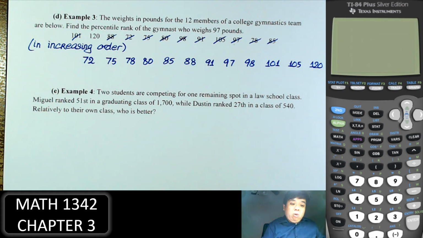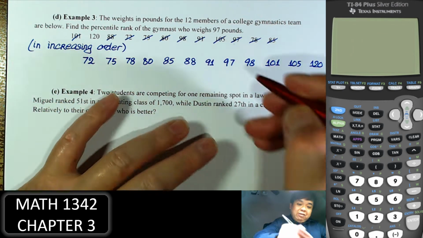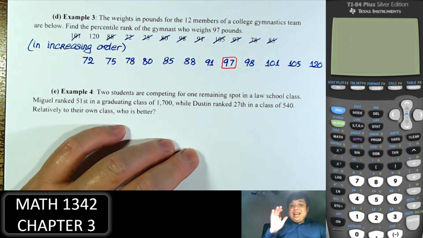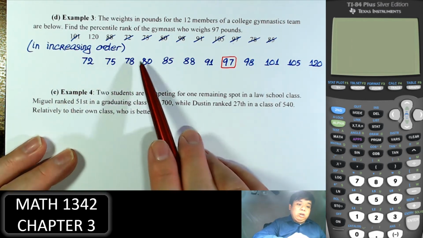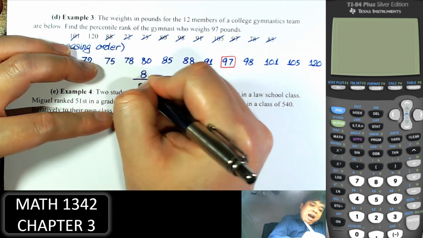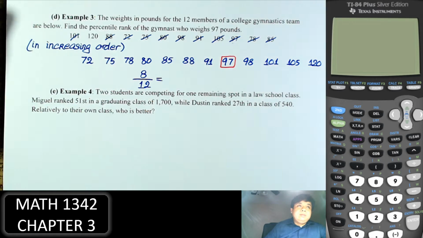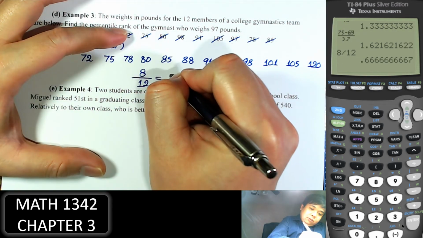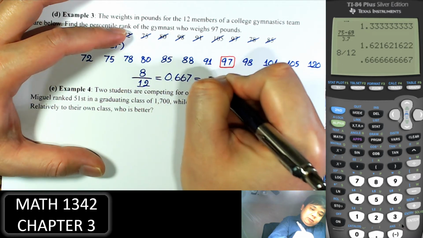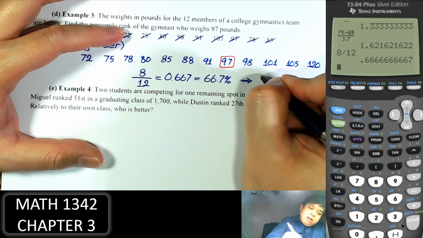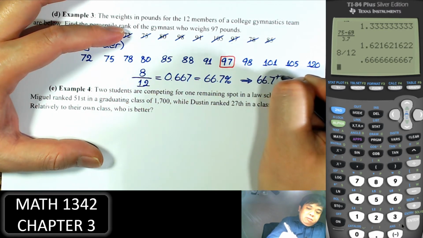Now, find the percentile rank corresponding to 97. So percentile rank is whatever is less than and equal to. So 1, 2, 3, 4, 5, 6, 7, 8. So there are 8 of them less than or equal to out of 12. At 66.7%. So we're talking about 66.7 percentile.